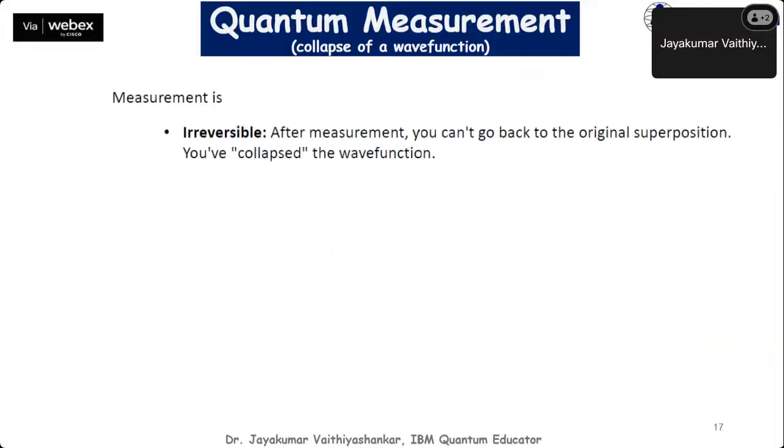So measurement is irreversible. Even though these are very basic concepts, we need to go over them repeatedly. When you do measurement, what happens? The operation is irreversible. Once you do measurement, you cannot go back to the original superposition. Once the wave function is collapsed, it is collapsed forever, right? And the result after measurement is probabilistic. You cannot predict the exact result, only the probability. So sometimes it could be the correct one, sometimes the wrong one.